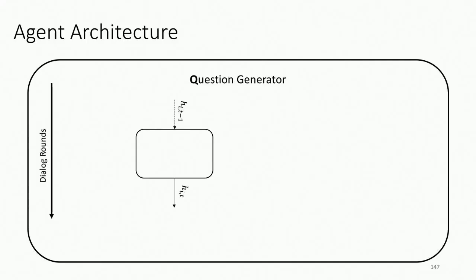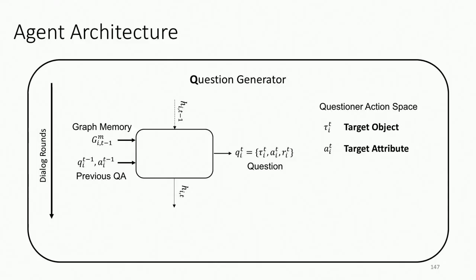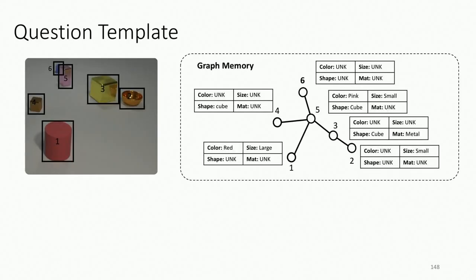And the question generator. We want to learn, based on the graph memory as input and the previous question answering, to get the target object, the target attribute, and also the reference object. These are three different elements, and based on them, we can pose questions like this.